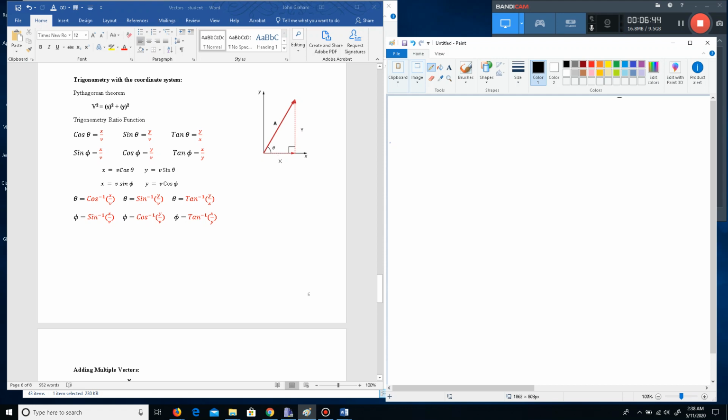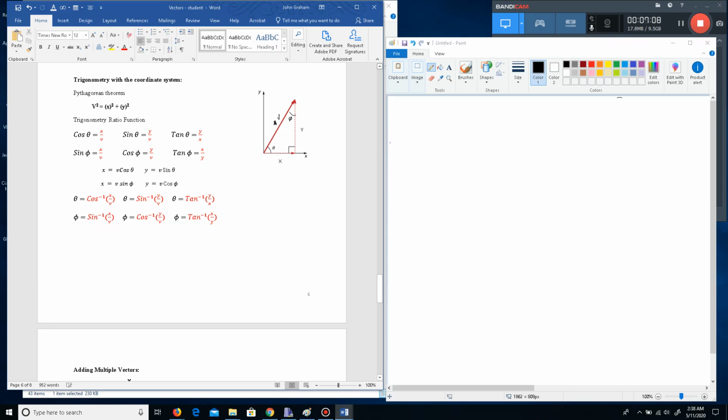Cosine is X over V. I know I have an A here, but I'm going to call it V. Okay, cosine is X over V. Sine is Y over V. Tangent is Y over X. Now, that's from theta. If I flip it, I'm looking at that angle. Then sine phi is X over V, cosine phi is Y over V, and tangent phi is X over Y.